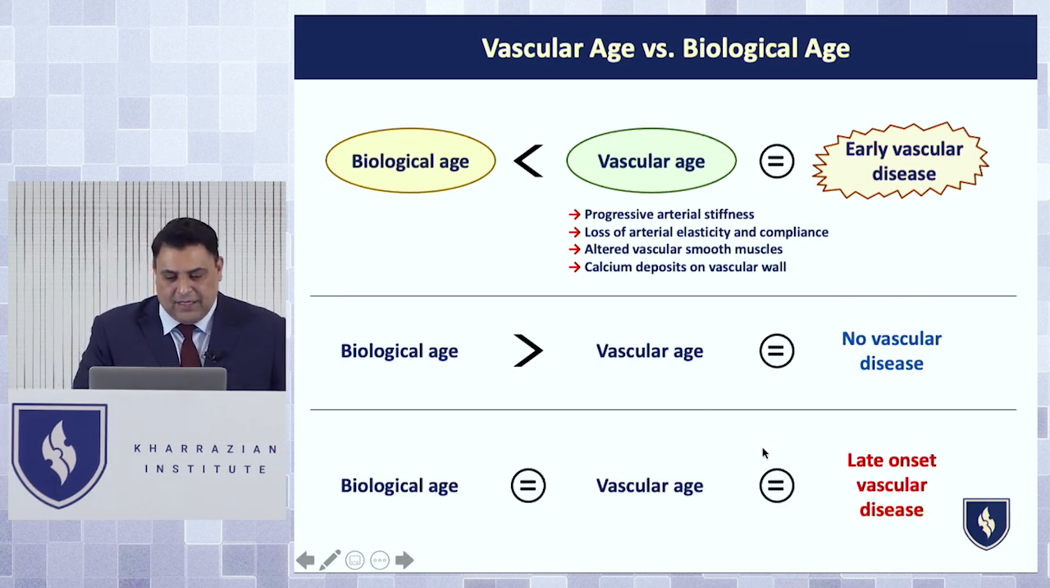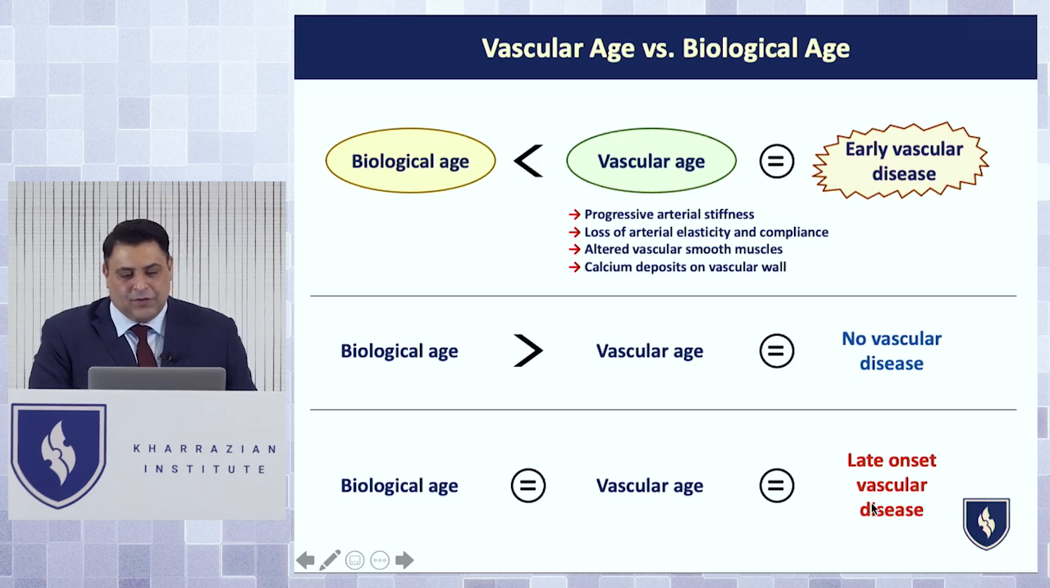If the biological age is equal to the vascular age, then over some time you do get some late onset vascular disease. Even if your biological age and vascular age are equal, by the time you're 80, 90, you may have some atherosclerosis that shows up. Doesn't mean you'll have a stroke or a heart attack. You just have some identifiable atherosclerosis. But the main issue is people usually have a higher vascular age than biological age.